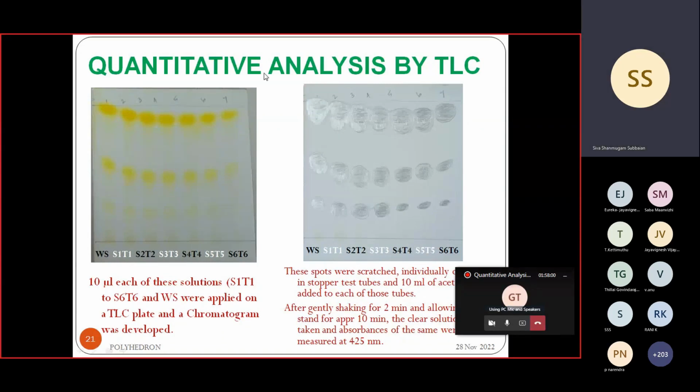Now we scratch the spots obtained from the working standard, WS. We take 3 spots because we are going to calculate total curcuminoids. We scratch all 3 spots and collect them in a stoppered test tube. Likewise, we collect the scratches of all the other sample applications, so we have 7 stoppered test tubes. To each one, we accurately pipette 10 ml of acetone and shake for a few minutes. Then allow it to settle, take the clear solution, and measure the absorbance at 425 nanometer. If it is an unknown compound, you can also go for the UV spectrum, from 175 nanometer to 750 nanometer, using your spectrophotometer.